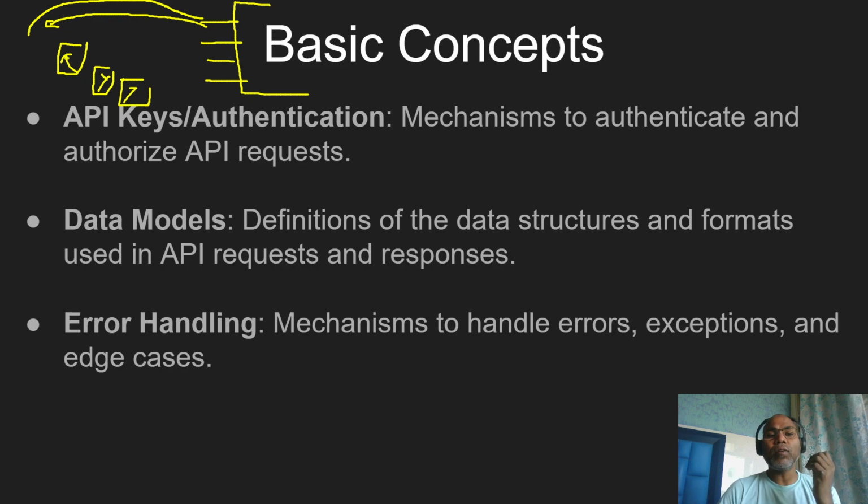If X tries to access, it's allowed. If Y or Z tries to access, it's not allowed. So somehow we have to apply security. That means each API depends upon the use case.